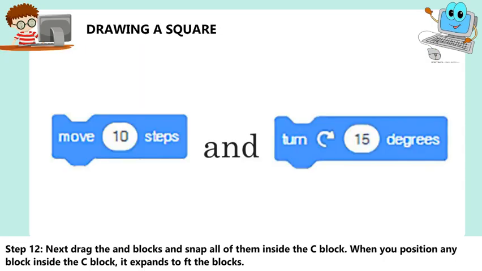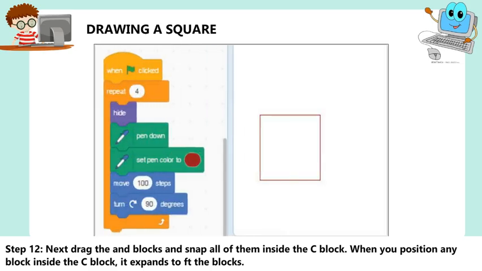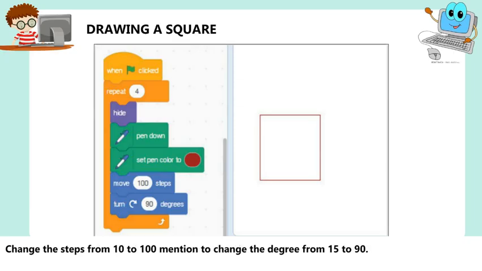Step 12. Next, drag the move 10 steps and turn 15-degree block and snap all of them inside the C block. When you position any block inside the C block, it expands to fit the blocks. Change the steps from 10 to 100 and change the degree from 15 to 90.